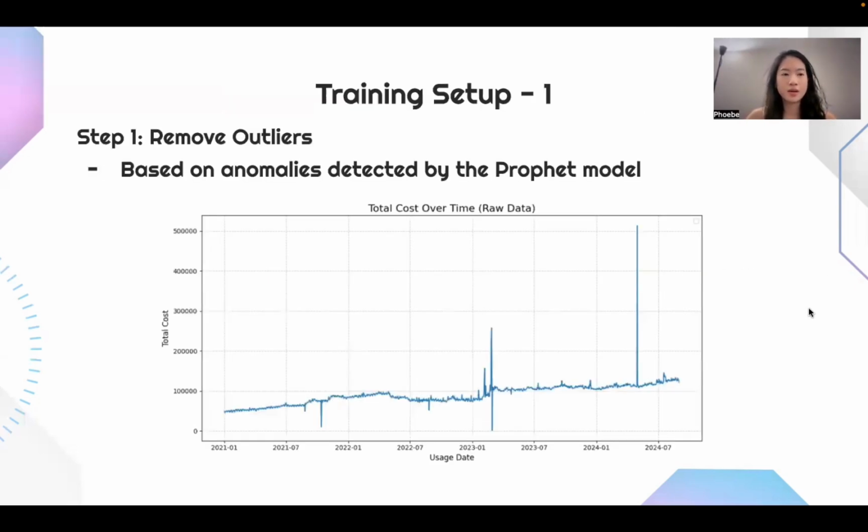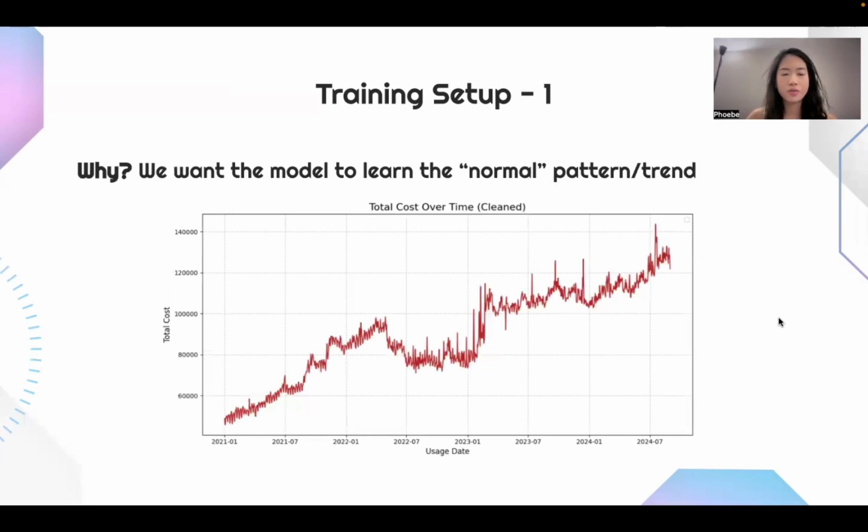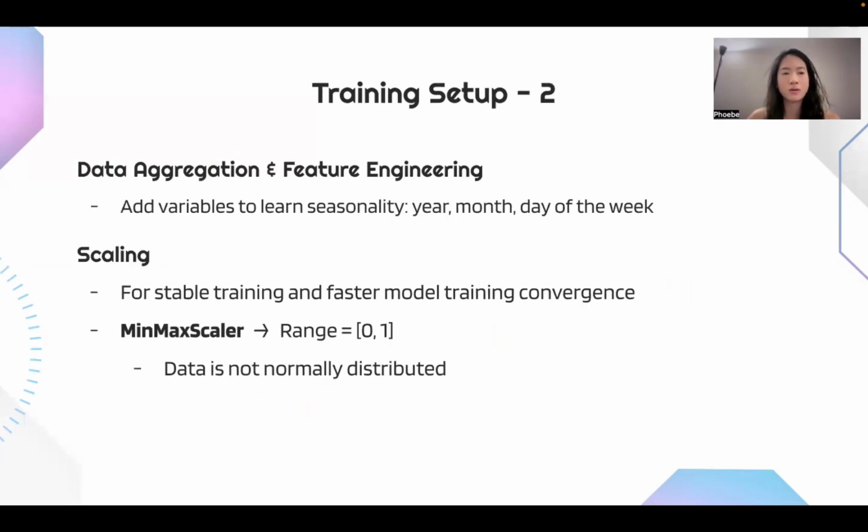Before training, since our data set is not labeled, our training will be unsupervised, and so the model training will depend on learning the underlying patterns of the data. Since we don't want the model to learn the outliers, the first step is to remove them. As you can see in this graph, there are a few outliers, and we use the anomalies that the Prophet model detected and remove them from our data set. After removing the data, the trend of the total cost looks like this, and we use the clean data set to train the LSTM model.